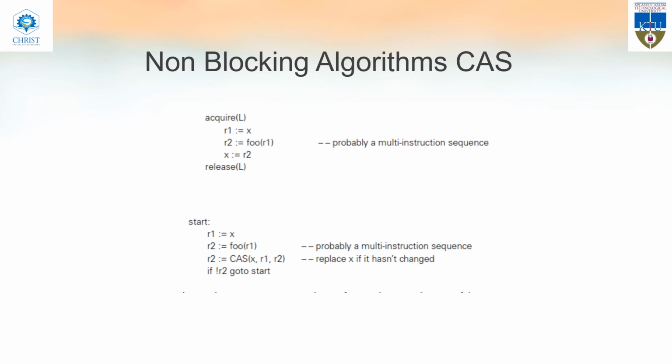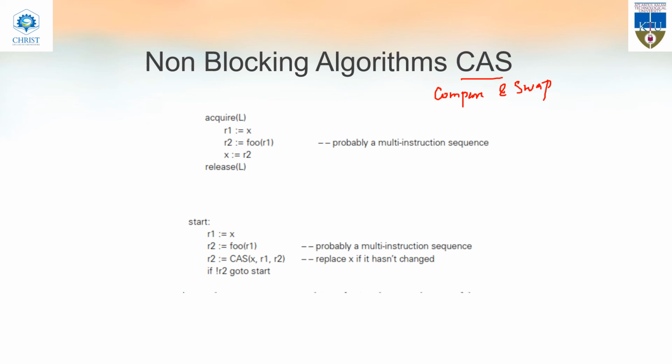Now we'll move to the next topic, that is non-blocking algorithms. Actually this is a non-blocking algorithm. In a non-blocking algorithm, you will be using something called CAS. CAS means compare and swap.